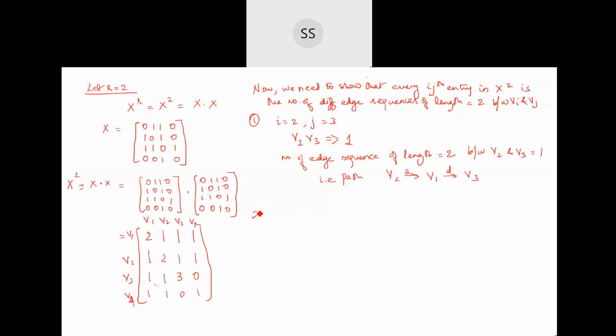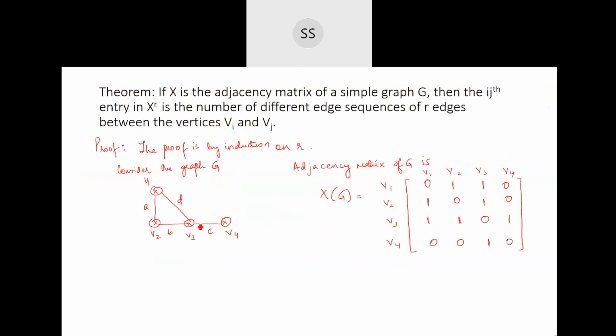Now we can take another example. We can say I is equal to 4 and your J is equal to 3. So again I'll check my ijth entry, that is my V4 and V3. V4 and V3 ഞാൻ നോക്കുമ്പോൾ it is giving me the value as equal to 0. That means I don't have any path between V4 and V3. I do not have any path between V3 and V4 which is said to be of length 2.